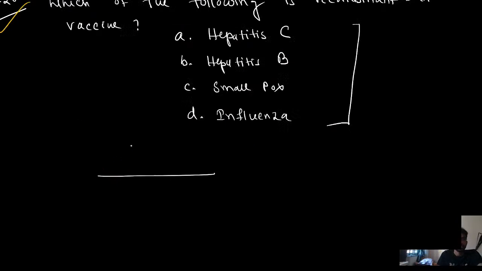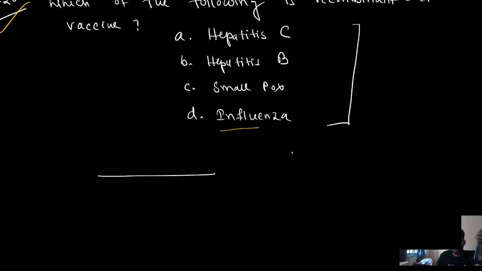Chalo, question number 20. Which of the following is a recombinant DNA vaccine? And it is our last question of immunology, then we will start microbiology. Sampath, it's immediate. There's hepatitis C, hepatitis B, smallpox, and influenza. There are four vaccines.